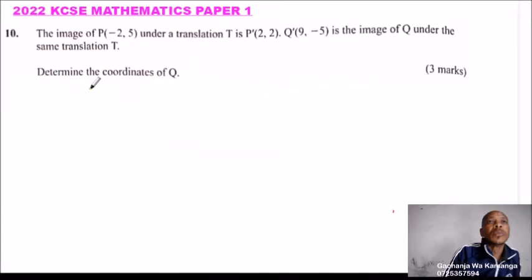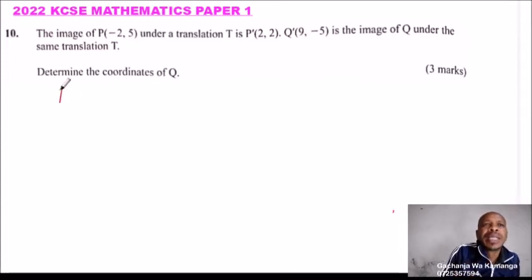2022 KCSE Mathematics Paper 1, question number 10. The image of P, coordinates (-2, 5), under translation T is P prime, coordinates (2, 2). Q prime (9, -5) is the image of Q under the same translation T. Determine the coordinates of Q.